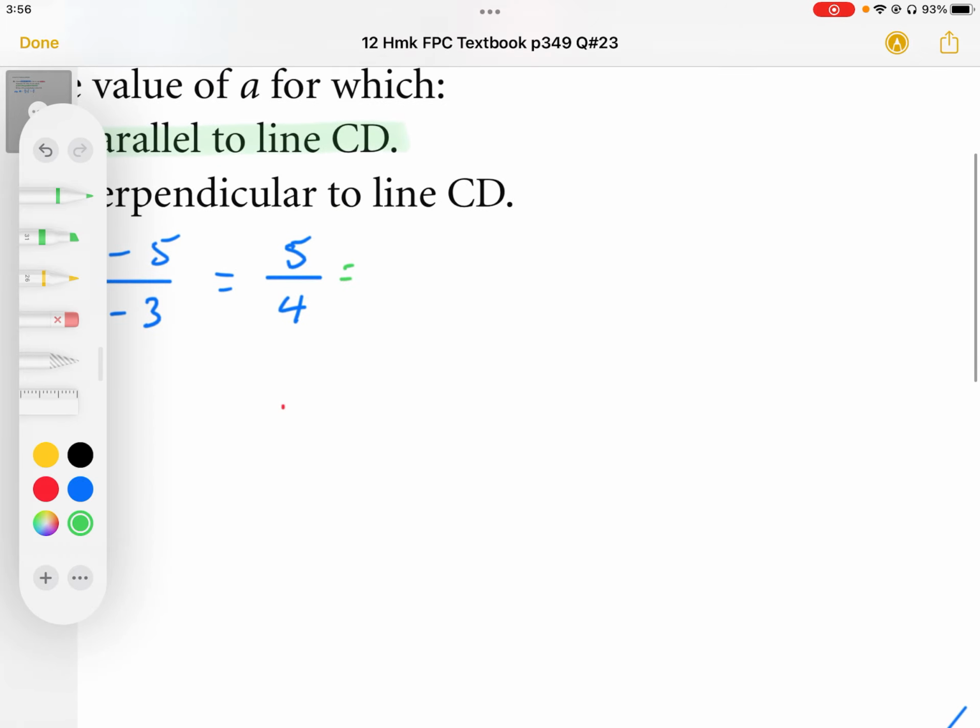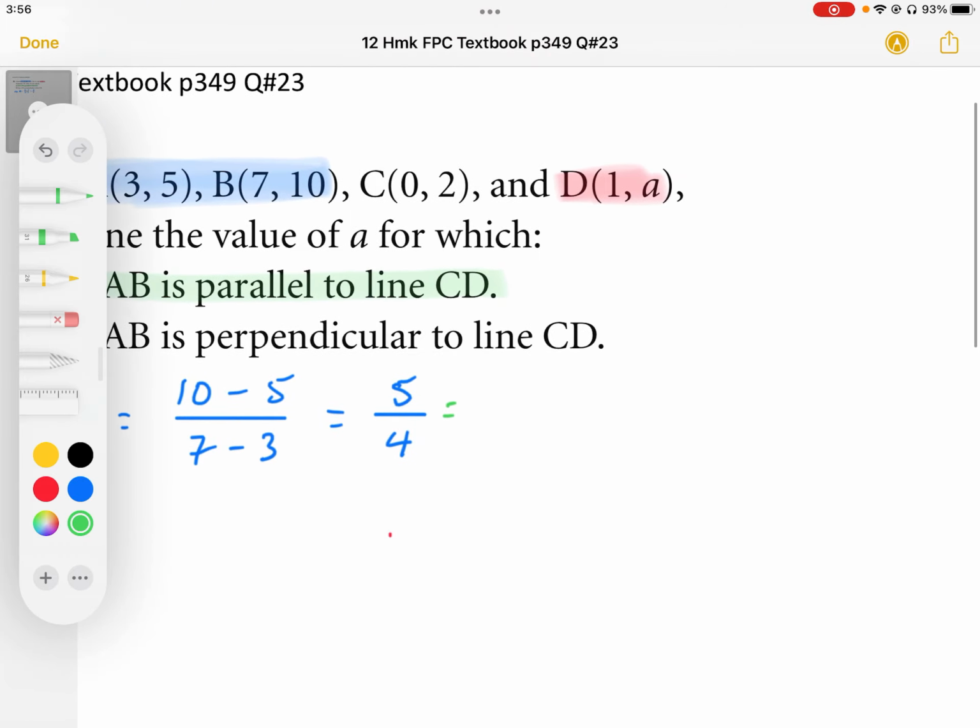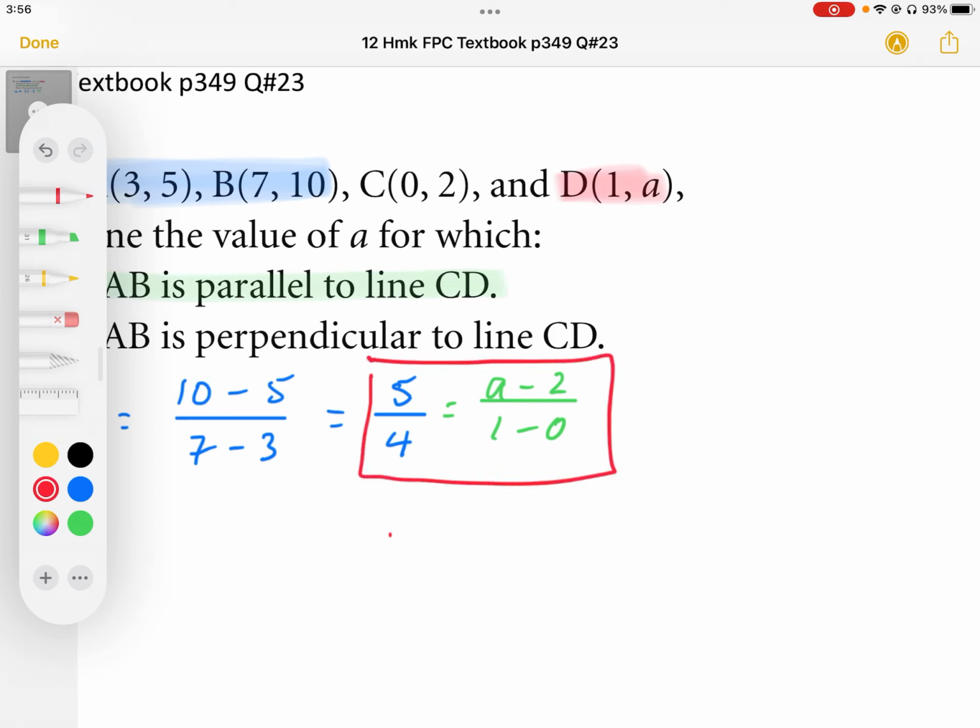So we know that this is going to be equal to the rise, which is the difference in the y coordinates, over the run, which is the difference in the x coordinates. And so these slopes are equal, which then generates an equation which I can solve. There's only one variable in here, so I can solve for A. So I end up with this equation: 5 over 4 is equal to A minus 2 over 1.